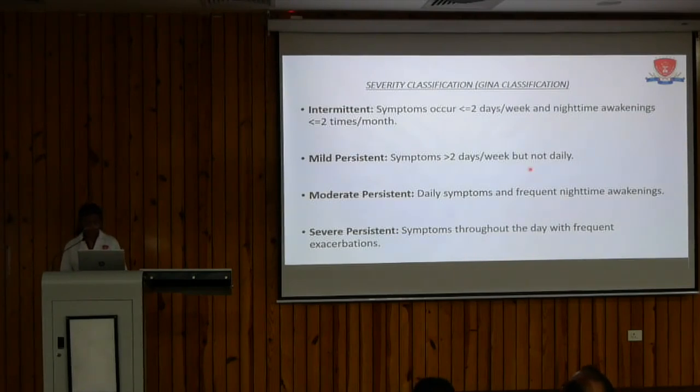Asthma is classified based on symptom frequency and severity. Intermittent asthma: symptoms occur fewer than 2 days per week. Mild persistent: symptoms occur more than twice a week but not daily. Moderate persistent: symptoms occur daily with frequent nighttime awakenings. And severe persistent: symptoms are present throughout the day with frequent flare-ups.